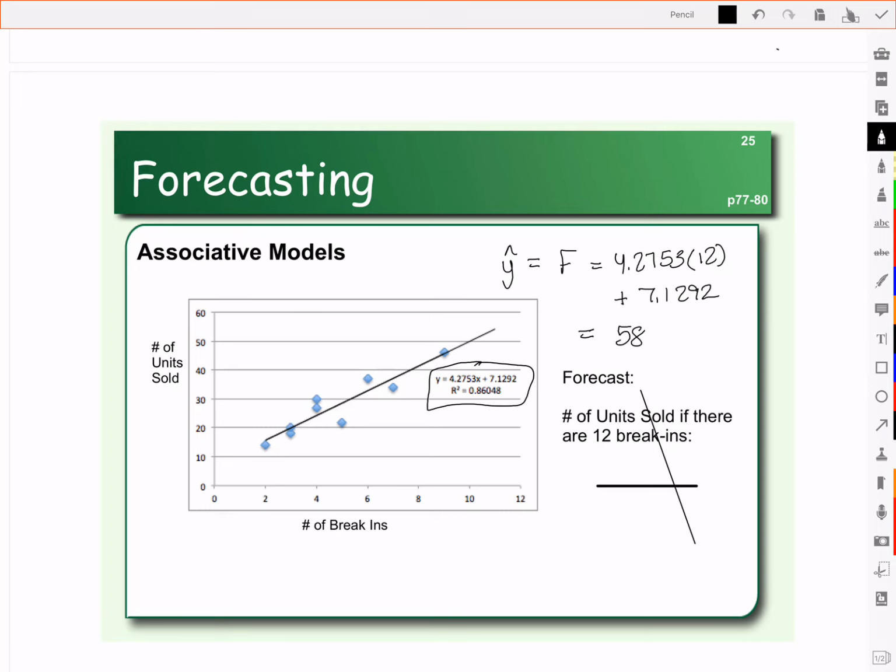We can actually get Excel to extend out this linear trend and show us that at 12 we would be at 58. So we can do a visual as well. So associative models take a related variable, and instead of using time to predict what will happen, we're looking at what's happening with that other variable and using it to predict what we're going to see.